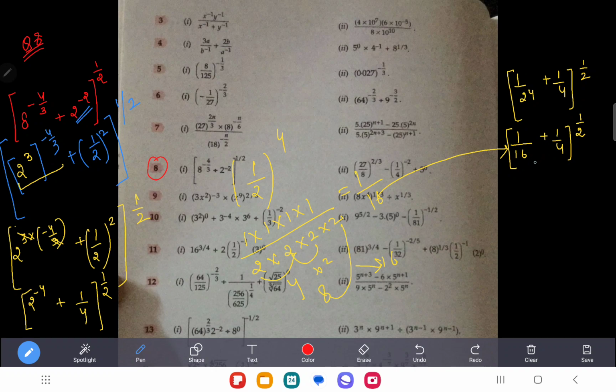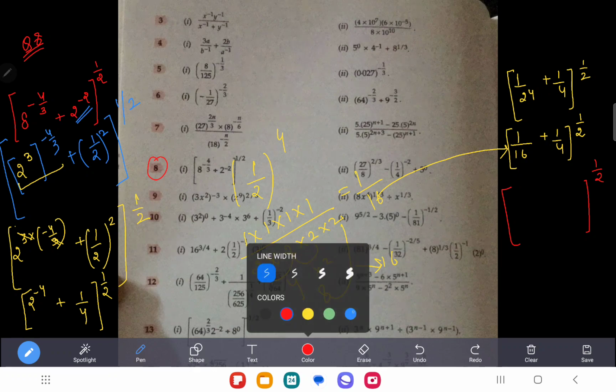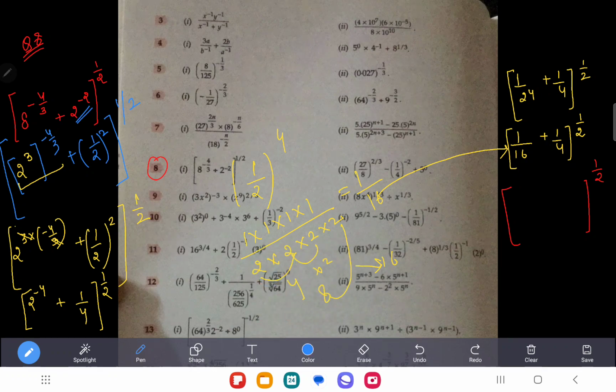Okay. Now, what is the LCM? Solve the bracket inside, forget about the power. Because 16 is there, you can times 4 by 4. So it'll be 1 over 16 plus 4 over 16. Correct. So what exactly does that become? That becomes 5 over 16, raised to the power 1 over 2.